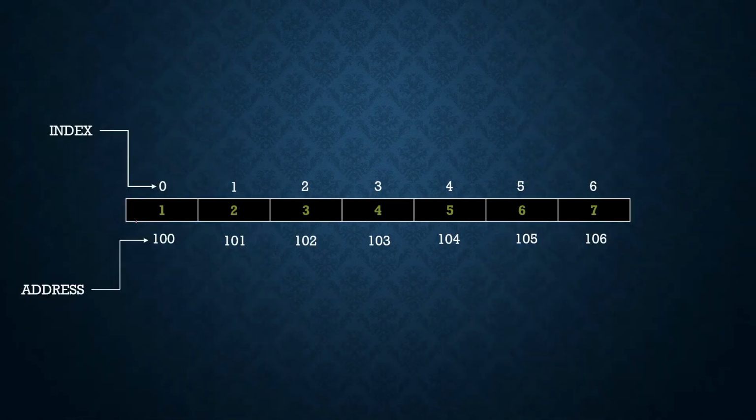Here is an array. In this, 1, 2, 3, 4, 5, 6 and 7 are data. This 0 to 6 is called the index, and 100 to 106 is called the address. This is an example of an address; addresses are different in a computer.